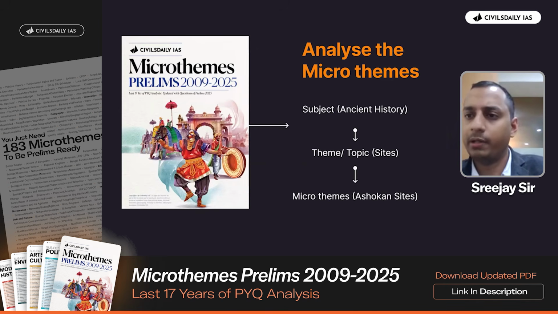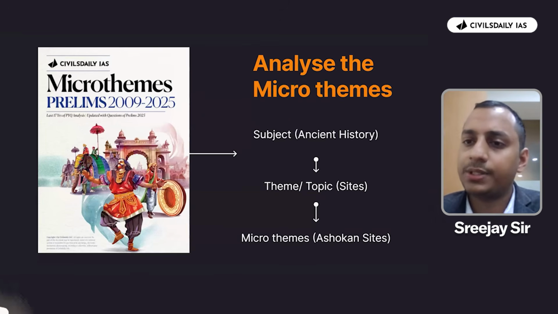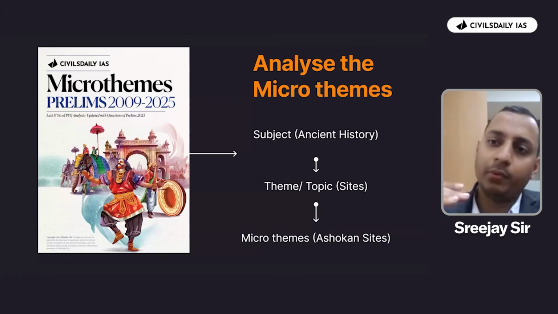So for example, I give you an example of how you have to study ancient history. So let's say, for example, ancient history. What are the important themes in ancient history? Okay, you need to understand that. Let's say, for example, sites is an important theme for ancient history. On the basis of sites, what is important? Ashokan sites are important. So at least 3 levels you have to dive deeper.